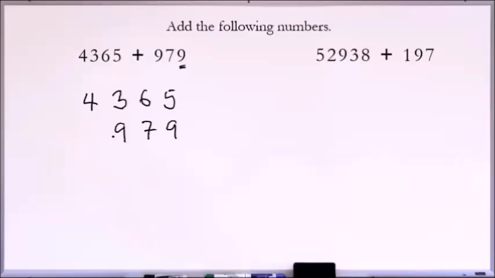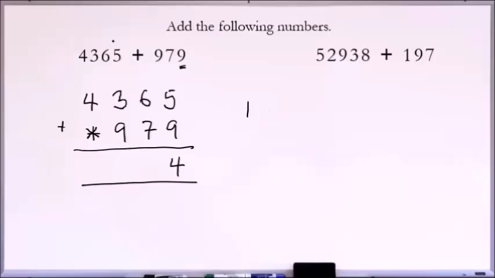Now let's add this together. We'll notice that there's an empty space here, and that means there's no number here at all. Now let's add. 5 plus 9 is 14. We have 14, we put a 4 down and we'll keep the 1. Okay, so we're in the 4, we're keeping the 1.